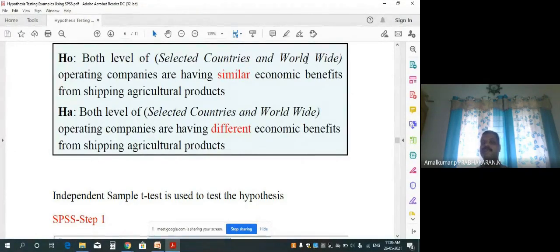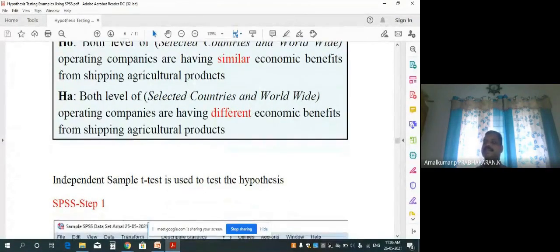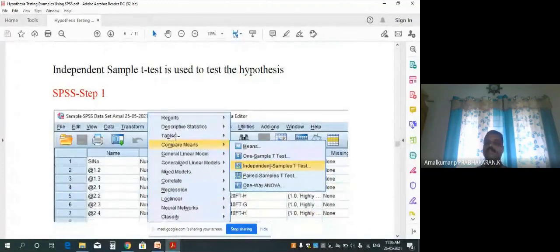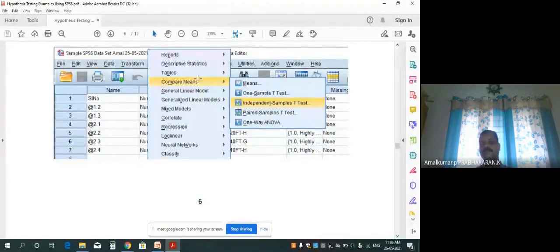So in order to compare these 2 mean values and take a decision in this hypothesis, the researcher chooses the independent sample t-test to test the hypothesis. This is a procedure similar to the one sample t-test. He again moves on to Analyze, Compare Means, and selects the independent sample t-test.